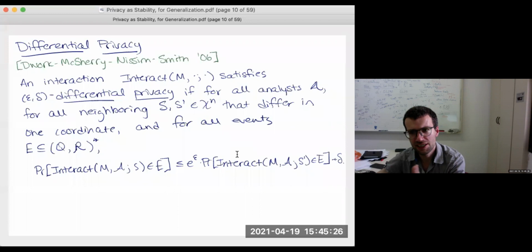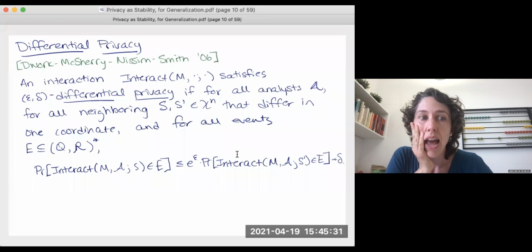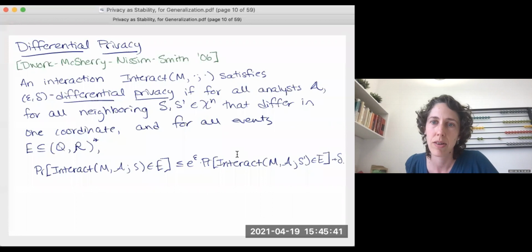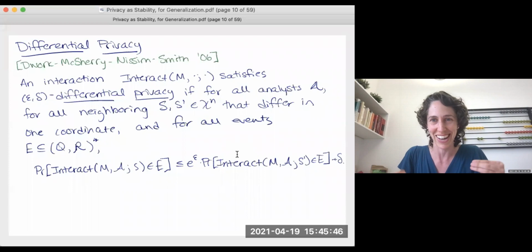So an event is a chain of queries? Pardon? An event is a chain of queries? So the outcome space are these pairs of query responses that get generated by this interaction. Yeah. Okay, thanks. Yeah, then, more questions. This is the moment. We have to understand this if we're going forward. So now is a good time for questions.